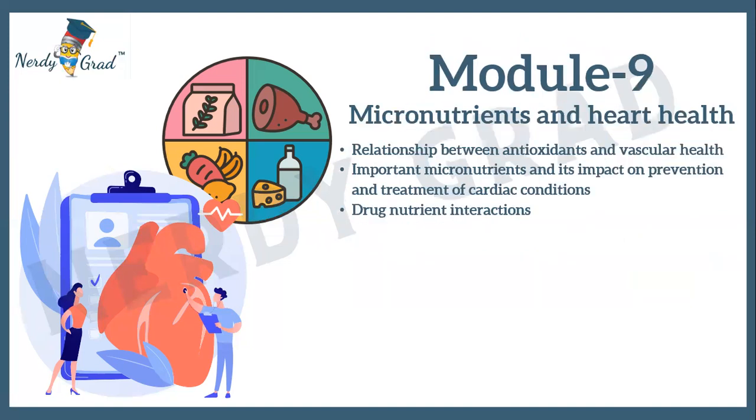Coming to module 9, where we are going to learn about micronutrients and heart health, we are first going to understand the relationship between antioxidants and vascular health. We'll then be moving on to the important micronutrients and their impact on prevention and treatment of cardiac conditions, and also understand a little bit about drug-nutrient interactions.